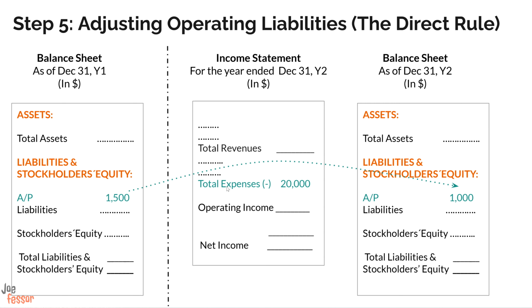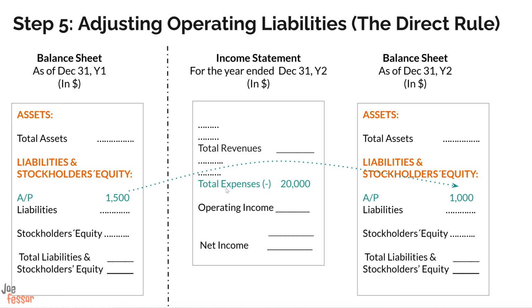Since net income has already been reduced by that $20,000 expense and we paid $500 extra cash now that wasn't reflected in that expense, we must subtract the $500 decrease in accounts payable from net income.